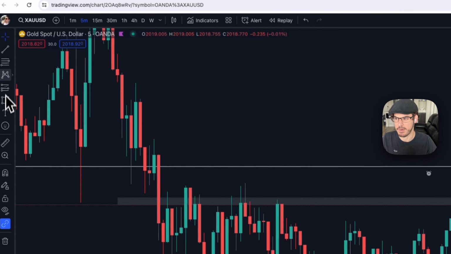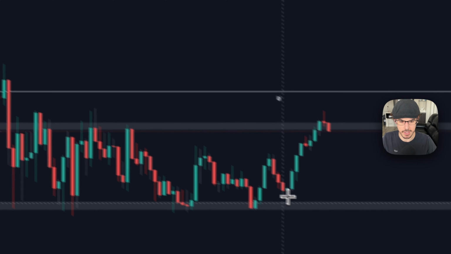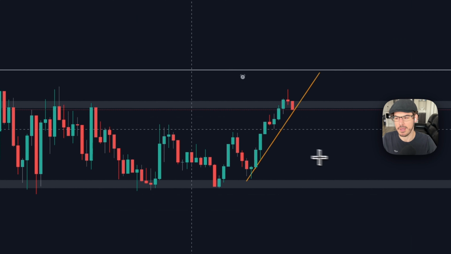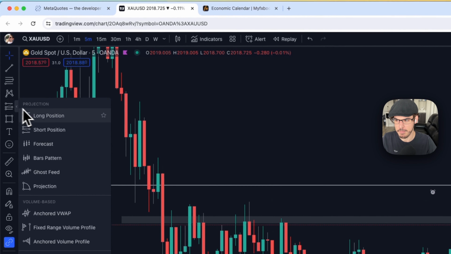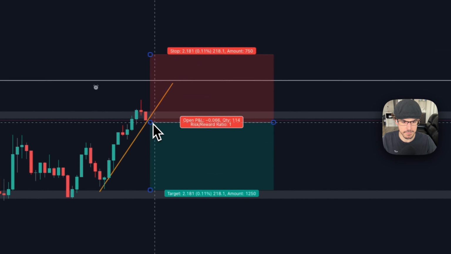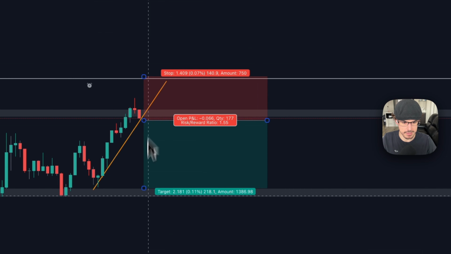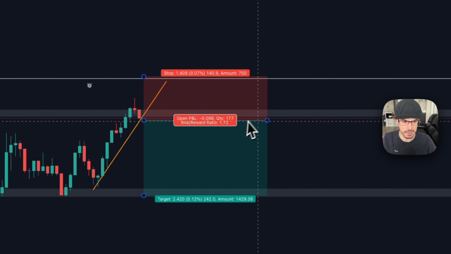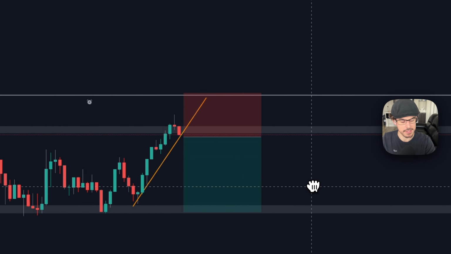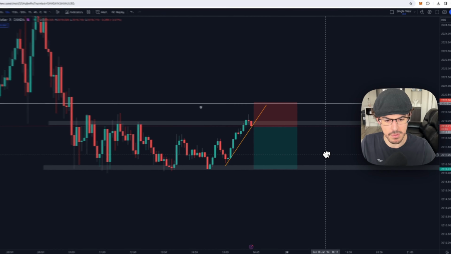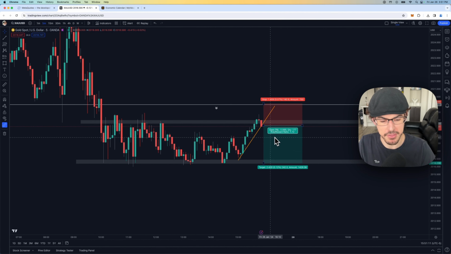If I would like to draw a trend line, I can easily do it like this. And if I would like to enter a position graphically, I can just do it like this: put a stop loss, put a take profit, and this will stay like this across all my TradingView instances, on my phone, on my other computer.